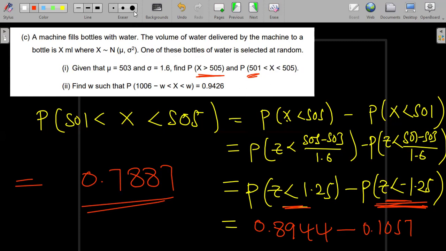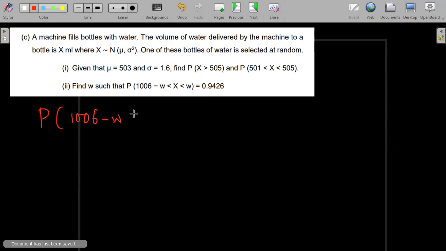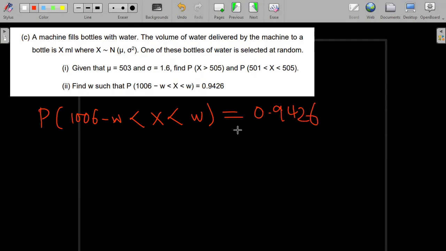Okay, look at question 2. What do we have? The same: find W such that the probability of 106 minus W, okay, W is equal to 0.9426. So I want to find the value of W there. So what do we do? Same thing, we first have to standardize this thing.